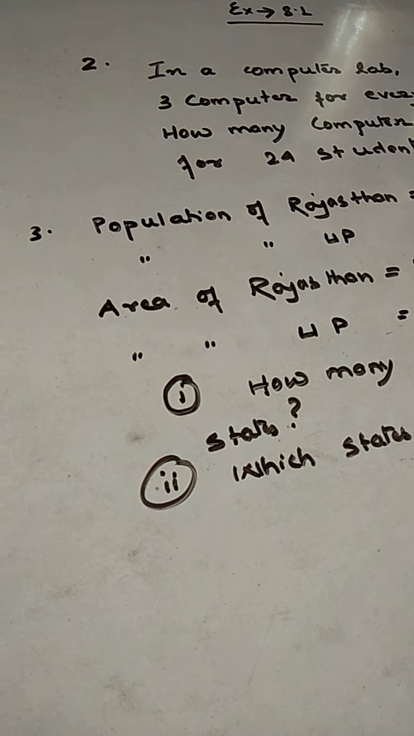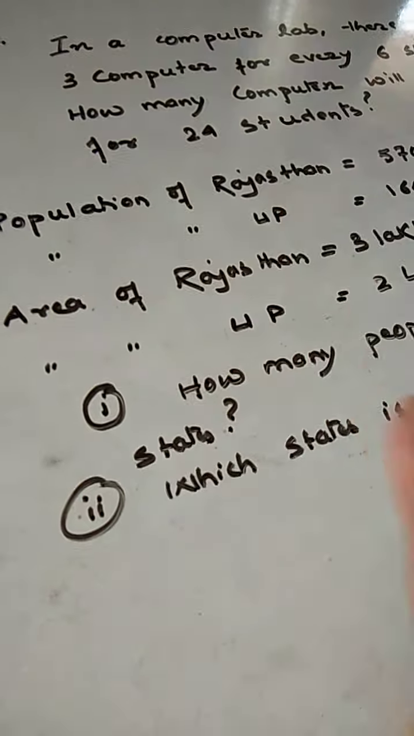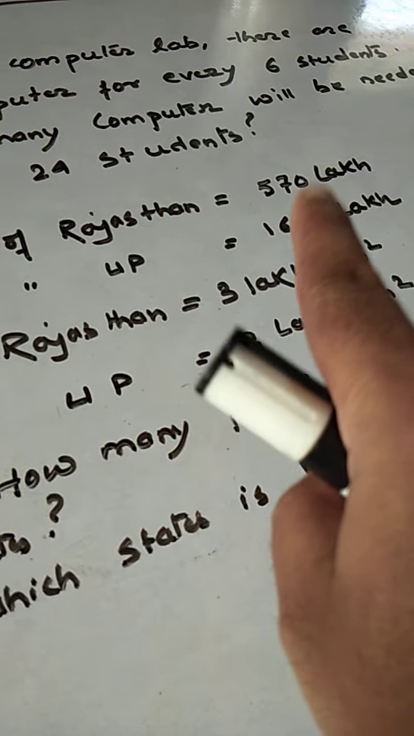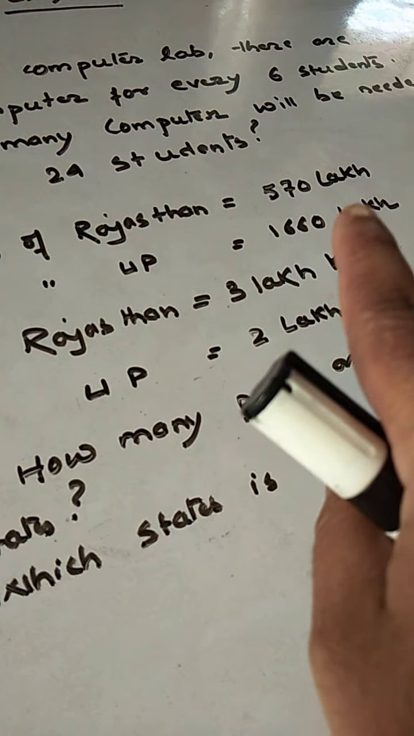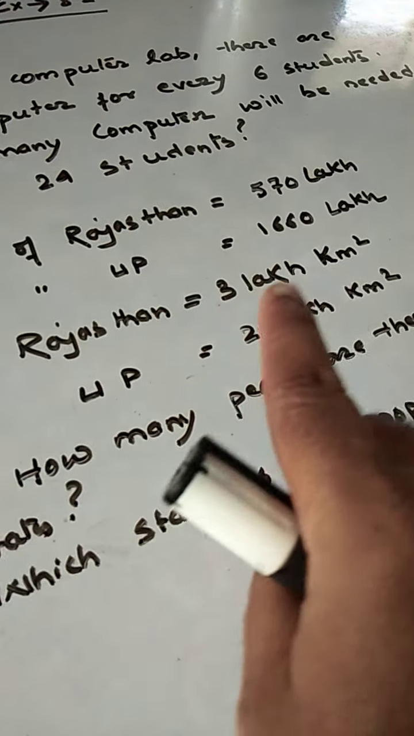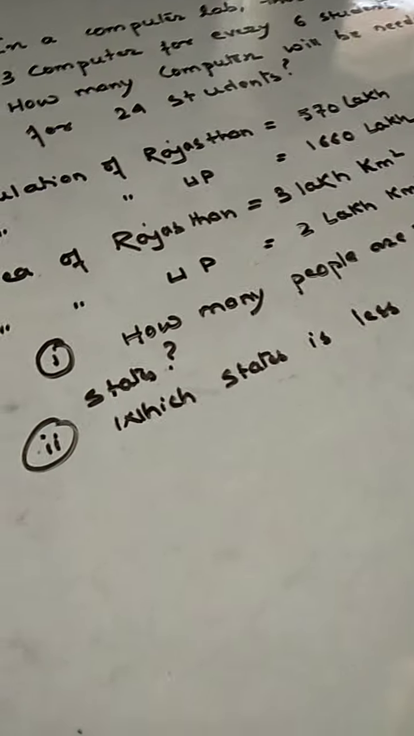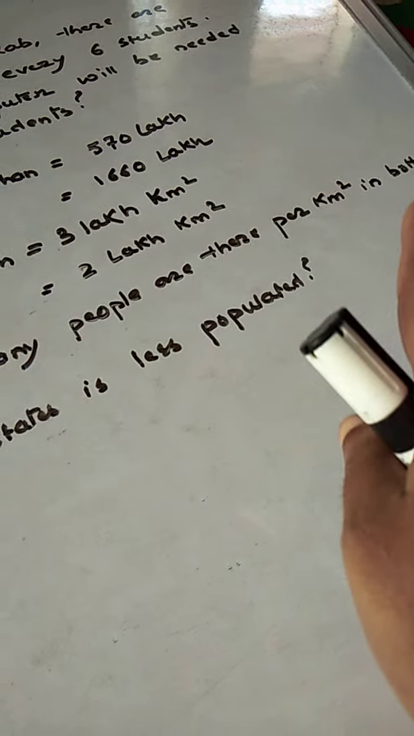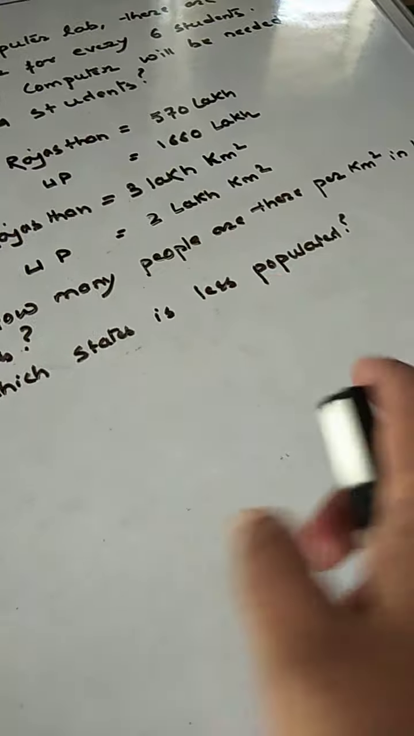Welcome back. Now in question number 3, details of 2 states are given. What details? Population details. So population of Rajasthan is 570 lakh, and population of UP is given 1660 lakh. And they have also mentioned the area, that is area of Rajasthan is 3 lakh kilometer square and area of UP is 2 lakh kilometer square. Now what's the first question they have asked? How many people are there per kilometer square in both the states? And finally we have to say which state is less populated.